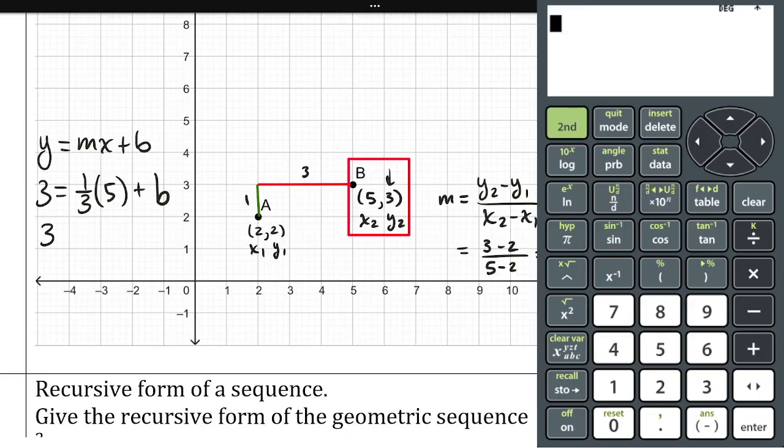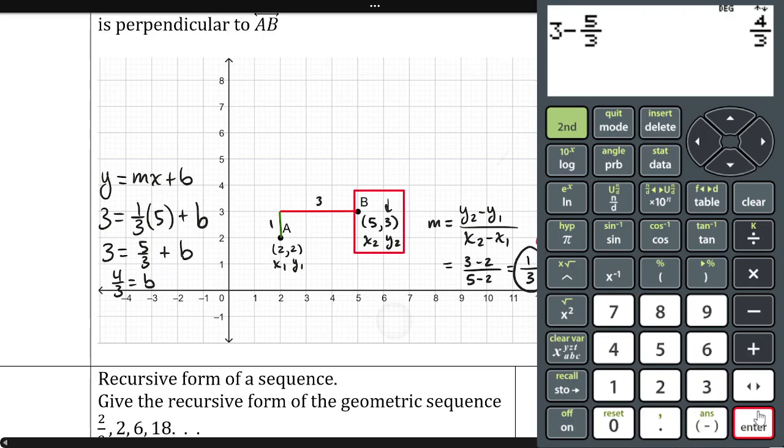So we're saying that 3 is equal to 5/3 plus b. And again, if fractions aren't your thing, they should be. They're cool. But I can grab this calculator. And I just need to subtract 5/3 from both sides. So I've got the number 3, and I'm going to subtract 5/3. And when I take 3 and subtract 5/3, I get 4/3. So 4/3 is my y-intercept.